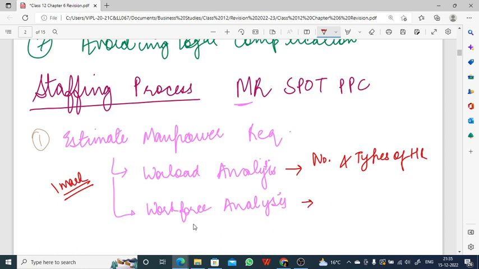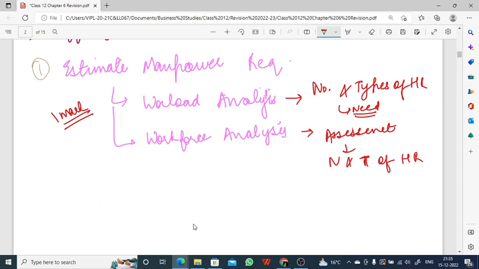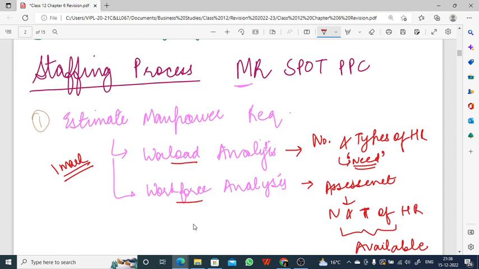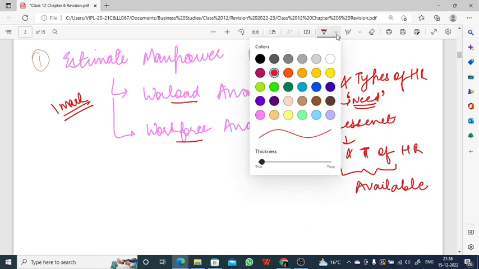When I talk about workforce analysis, it is an assessment of the number and type of human resource available. When I'm talking about availability, we are talking about workforce. And when I'm talking about requirement, the number of people that are needed or necessary, I'm talking about workload. I hope I have made a clear difference between workload analysis and workforce analysis. That comes under the first point, estimation of manpower requirement, how many people you need to do a job.